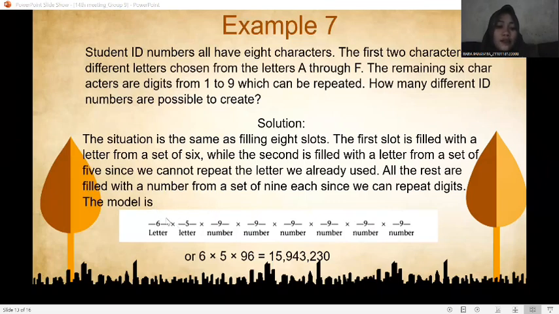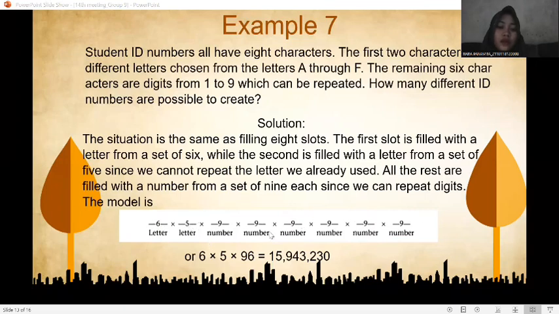The model here is: different letters chosen from the letters A to F, so 6. So this is one from 6, and here is 5, since 6 minus 1 is 5.